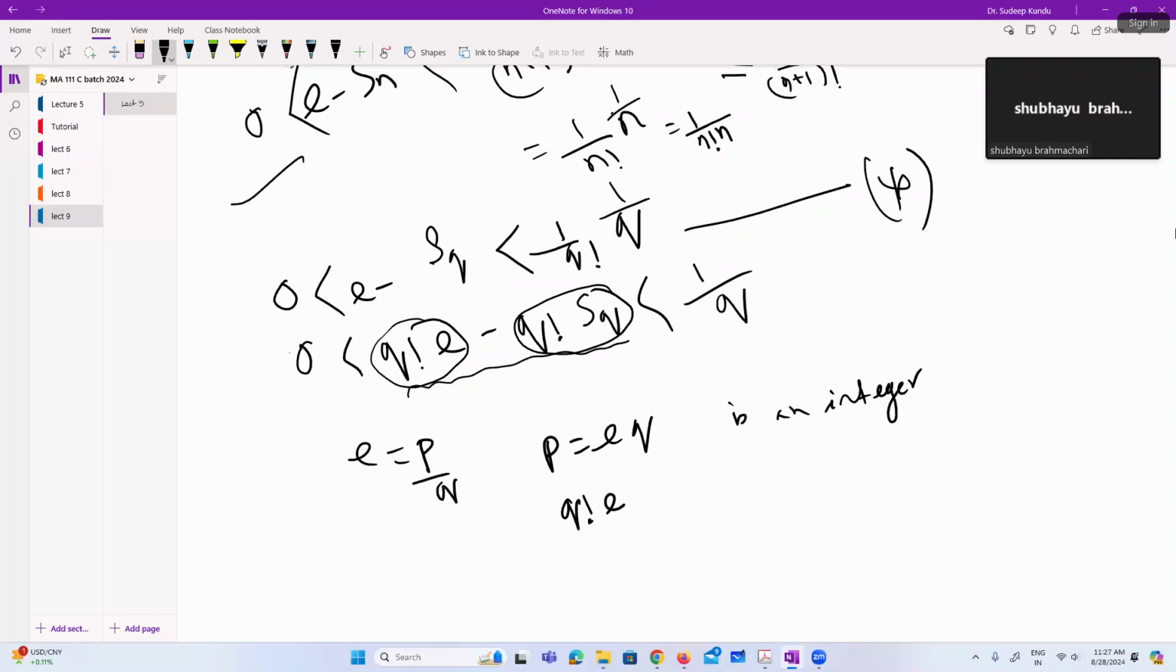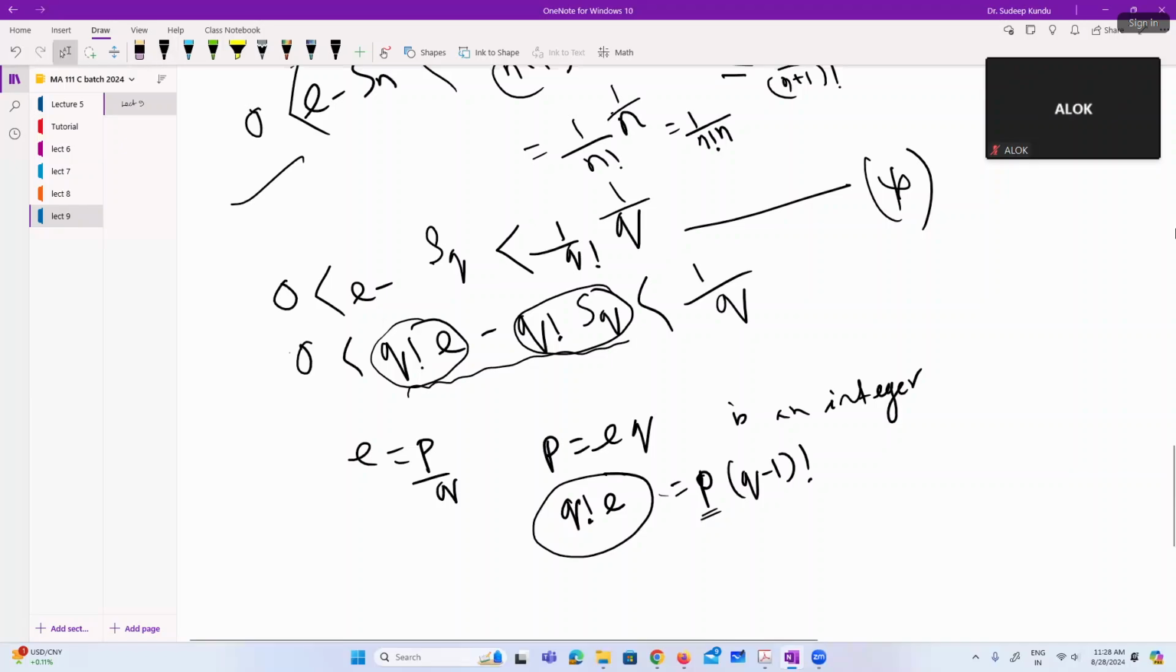Sir, we have considered e as p by q. Then if we multiply it by q factorial, we'll get q minus 1 factorial times p, which will be an integer. Yes, sir. So this is nothing but your q minus 1 factorial into p, which is an integer. Already we have put e equals p by q, right? So p and q are integers. Since q is an integer, so this is an integer.